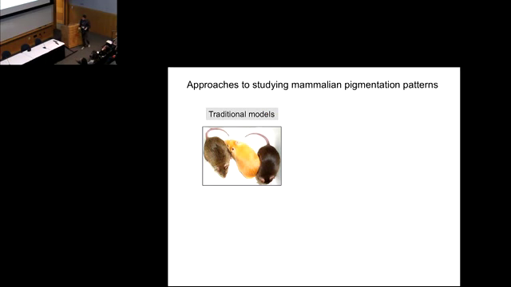So there are many ways that we can study pigmentation patterns. Traditional models like the laboratory mouse have been instrumental for uncovering many of the genes and pathways involved in pigmentation, and that's in part or largely due to the wealth of molecular and genetic tools that are available, right? However, the problem with these mice is that their patterns for the most part are very simple.